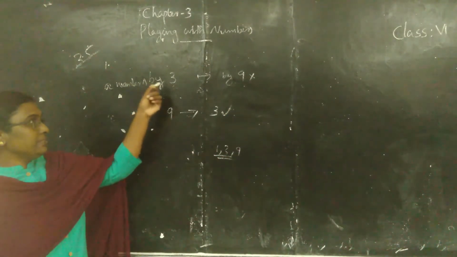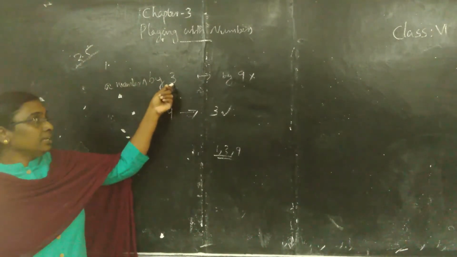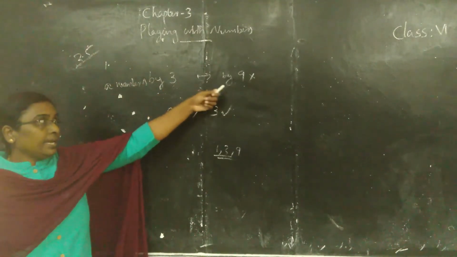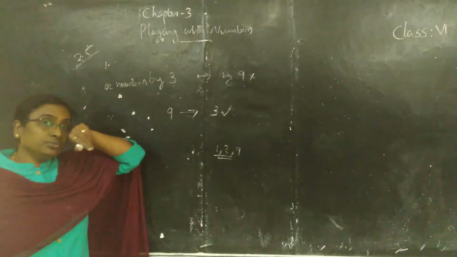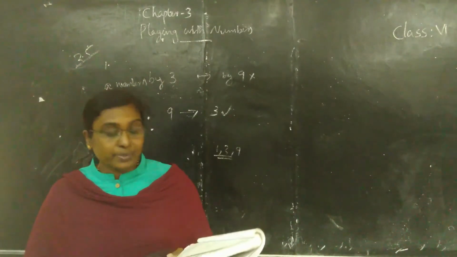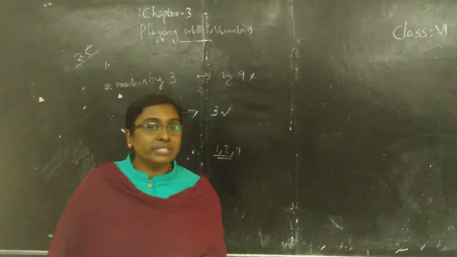That is, if a number is divisible by another number, then that number is divisible by each factor of this number. 9 is not a factor of 3. 3 is a factor of 9. 9 is not a factor of 3. Second one, if a number is divisible by 9, it must be divisible by 3.